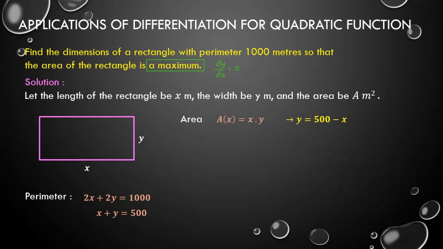By substituting y equals 500 minus x and inserting it for y, we'll find that the formula of A in x is x times (500 minus x). We can simplify that the area in x is 500x minus x squared. Very easy, right?